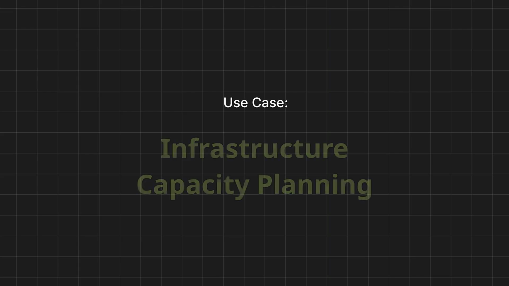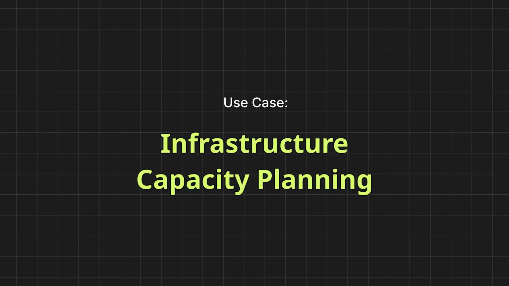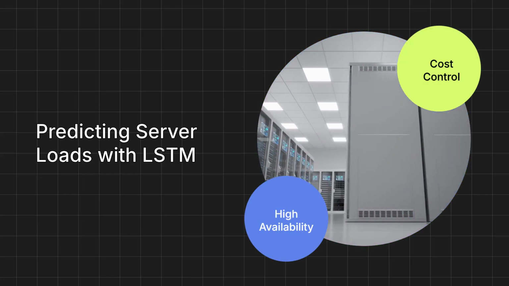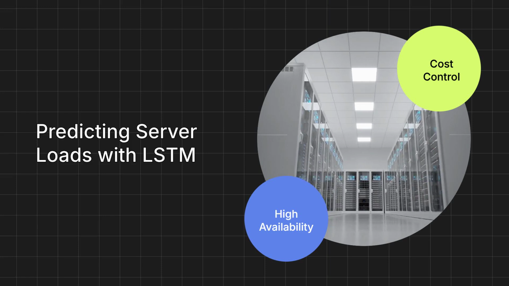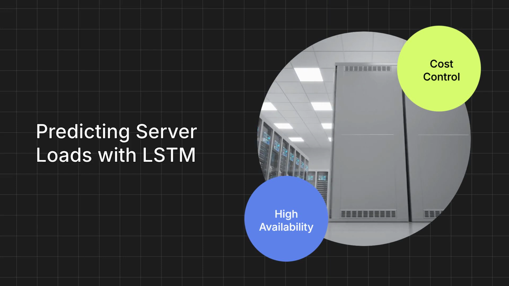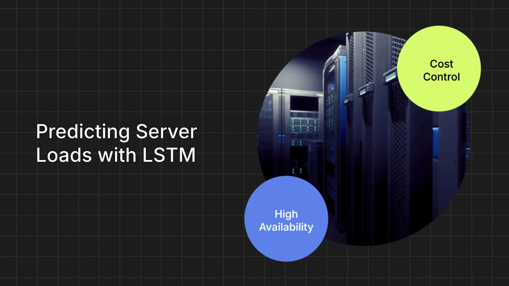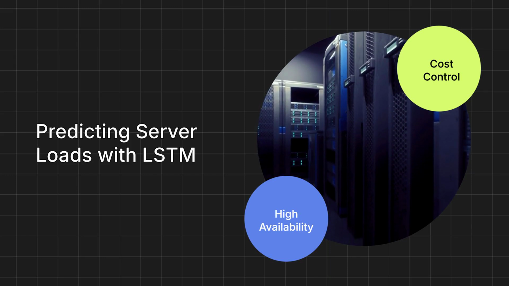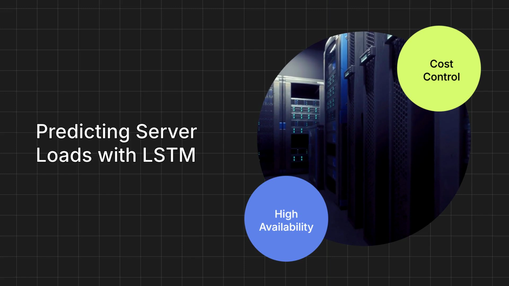Use case: infrastructure capacity planning. Facebook uses LSTM networks to predict server loads and optimize the allocation of computational resources across its data centers. By forecasting demand for different services, Facebook can efficiently manage its infrastructure, ensuring high availability and performance while controlling costs.